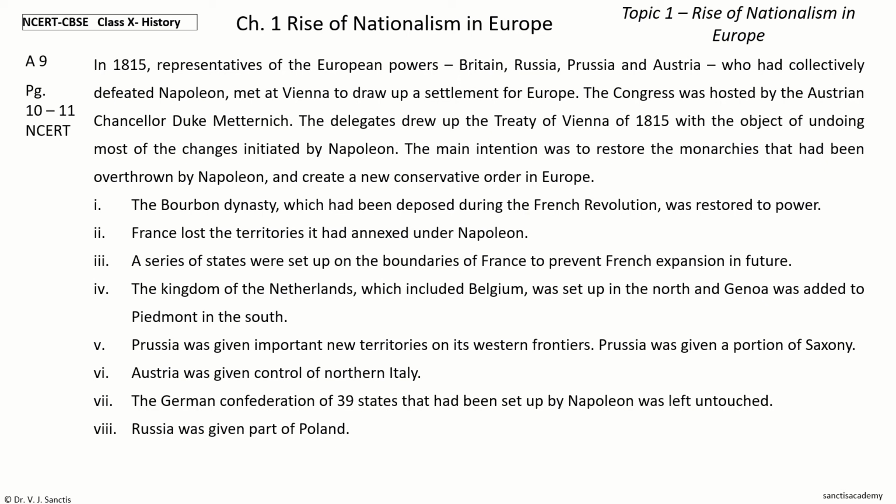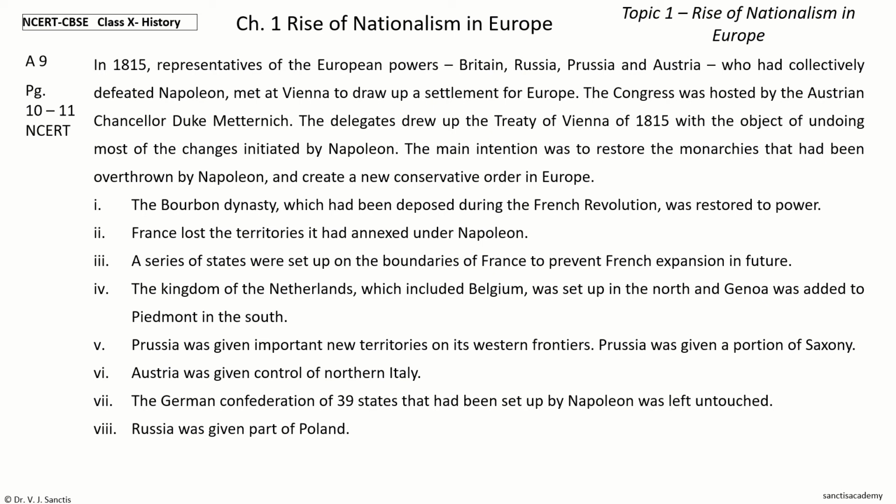The delegates drew up the Treaty of Vienna of 1815 with the object of undoing most of the changes initiated by Napoleon. The main intention was to restore the monarchies that had been overthrown by Napoleon and create a new conservative world order.